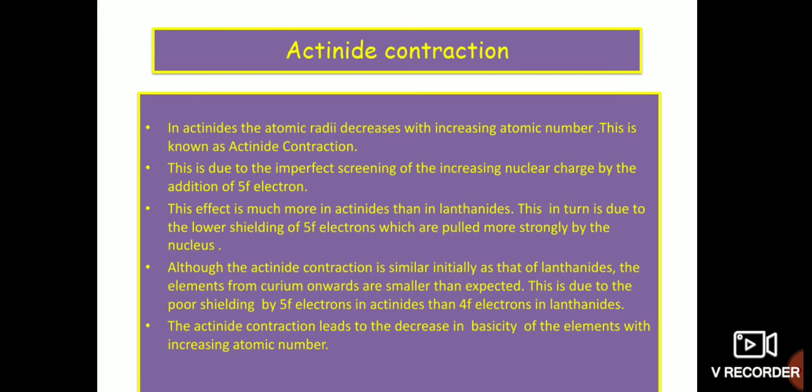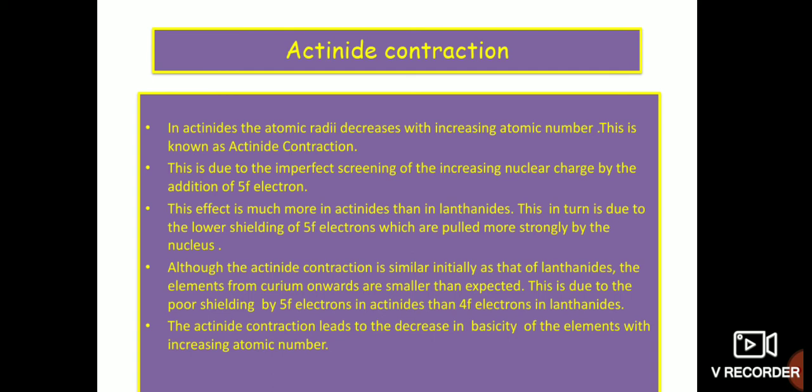And coming to the actinide contraction, this is similar to lanthanide contraction. In actinides, the atomic radius decreases with increasing atomic number when we go from actinium to lawrencium. This is known as actinide contraction. Because of the imperfect screening of the 5f electrons by the increasing nuclear charge, this actinide contraction is seen much more than in lanthanides.